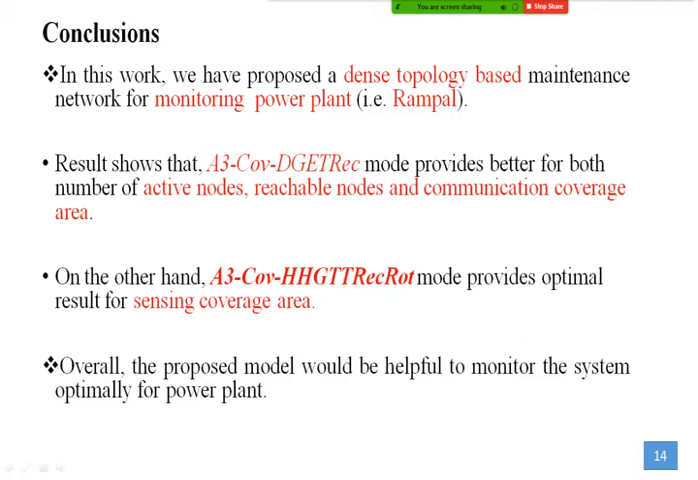From our work, we have concluded the following. We have proposed a dense topology maintenance protocol for monitoring power plant systems. Basically, we have chosen the RAM power plant for our experimental or simulation data. We found that the combined approach of A3 coverage and DG-ET-RAC provides the better result in terms of number of active nodes, reachable nodes, and communication coverage area. On the other hand, another combination, A3 coverage and ACE, GTT, RAC, ROT, provides the better result for sensing coverage area. We believe that this will help in developing real-time scenarios to improve the lifetime of the monitoring system for power plants.